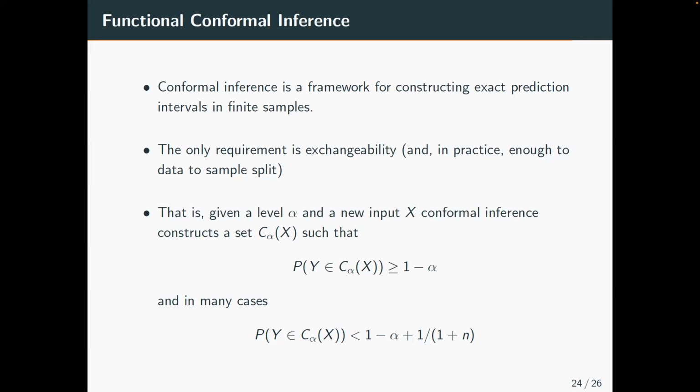So what this is trying to do is, given some level alpha and given some new input x, we're going to try to construct this set C alpha of x such that the probability that y is in this set is greater than 1 minus alpha. And in many cases, actually, I think this should be 2. But in many cases, this is actually going to be a very non-conservative procedure as well. So it's not just going to give us some infinitely wide interval here, but it's going to give us something that concentrates very quickly on the actual alpha level interval.